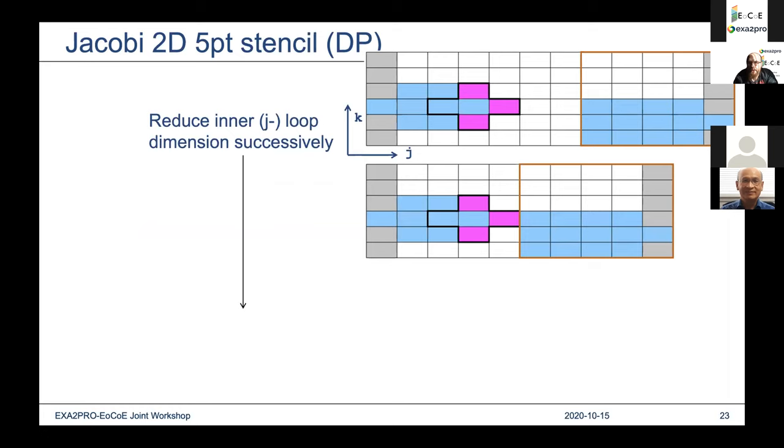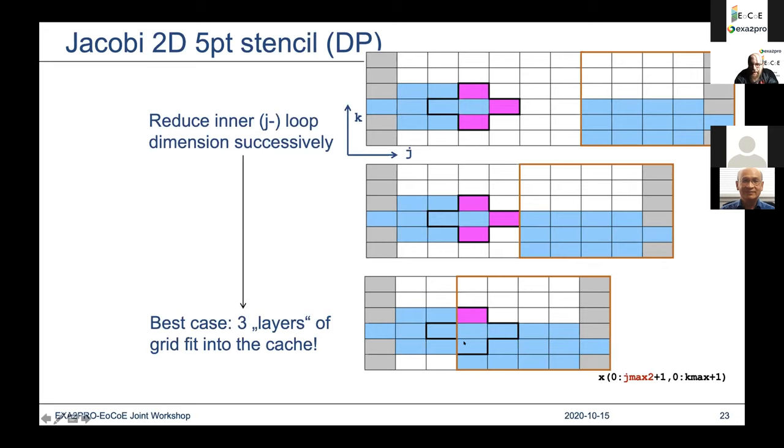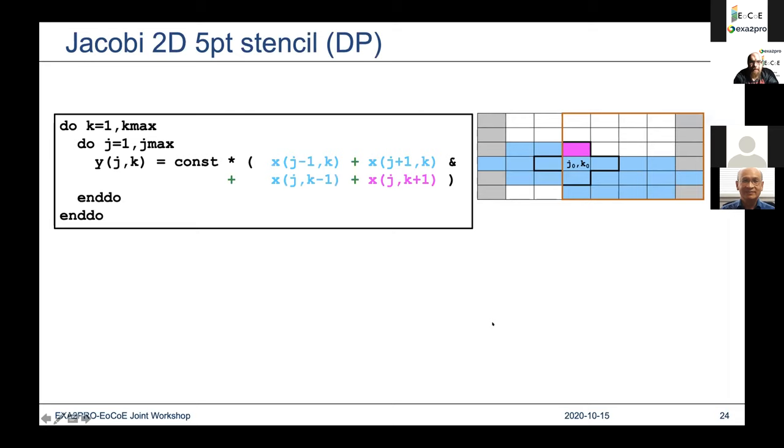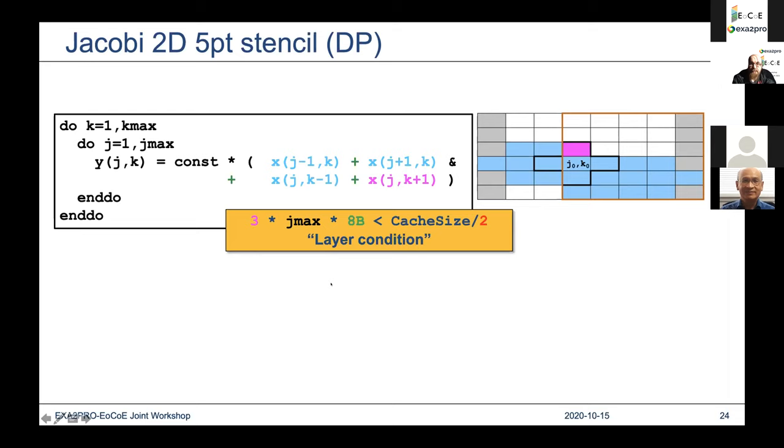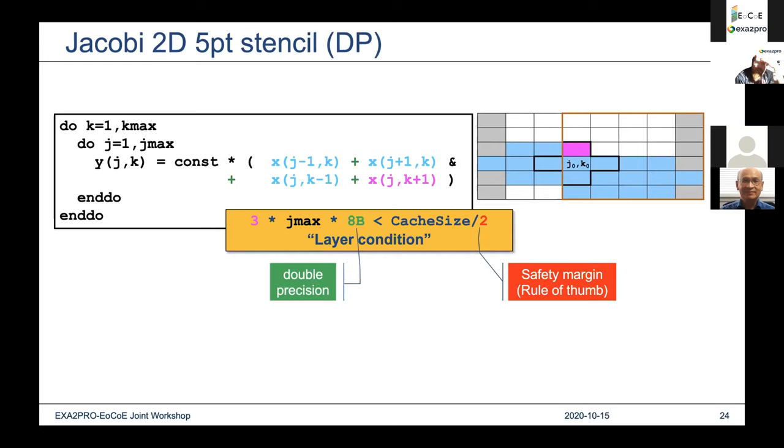So if we reduce the inner loop size, the J dimension, we can come to this point where we have complete overlap and can reuse all the values we loaded before in the line before. Then we need to load only this single value. This results in this layer condition. So we need three lines, each the length of one row times 8 bytes, to get the data volume. And we use only half of the cache to make sure this really works out. That's a safety margin; we always use only half of the cache for calculations. So here, for double precision, three rows.